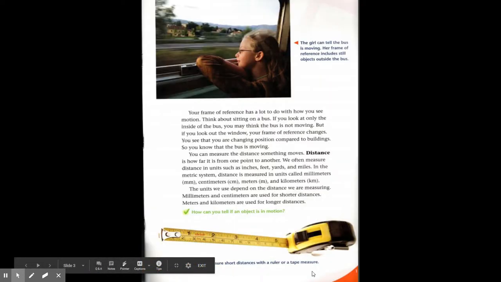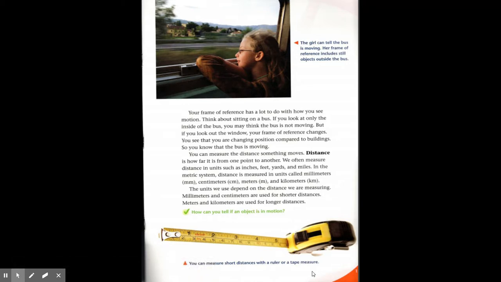The girl can tell the bus is moving. Her frame of reference includes still objects outside the bus. Your frame of reference has a lot to do with how you see motion. Think about sitting on a bus. If you look at only the inside of the bus, you may think the bus is not moving. But if you look out the window, your frame of reference changes. You see that you are changing position compared to buildings. So you know that the bus is moving.